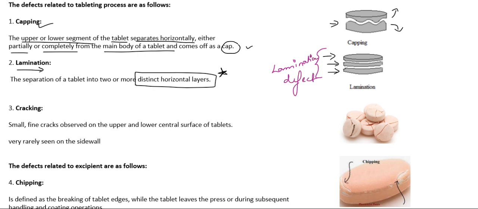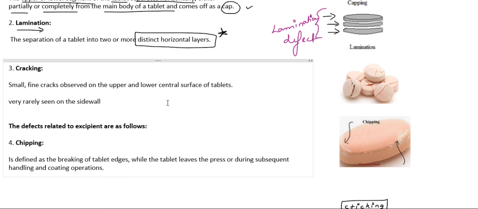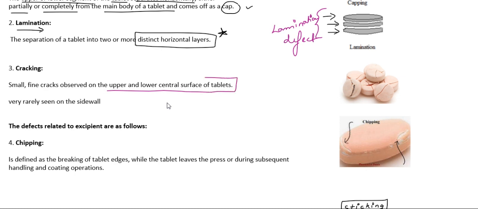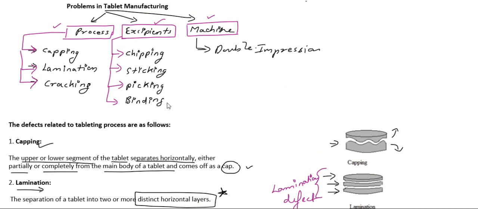So let's see what is the next defect. It is known as cracking. So what is cracking? Cracking means the upper and the lower center surface of the tablet cracks, or you can observe that there is a crack on the top side or on the upper side. Similarly, on the lower side also you will find different cracks being formed, and in very rare conditions, even on the sides of the tablet you will be able to find cracks. This is what's called cracking. So all this is coming under the process defect.